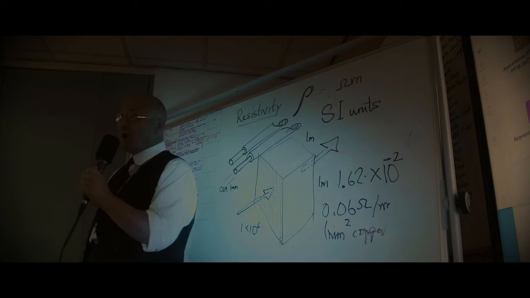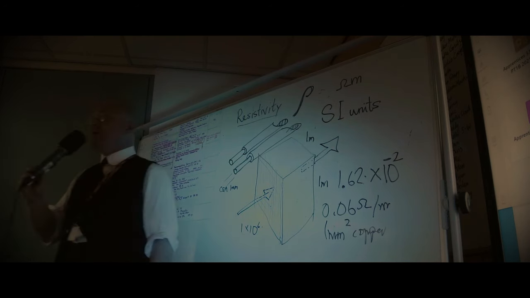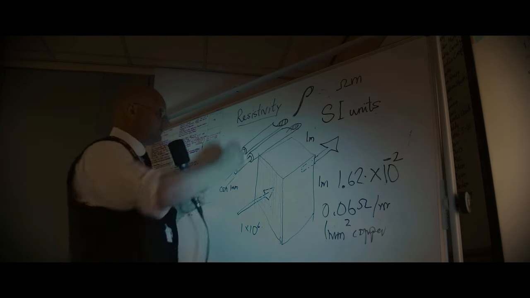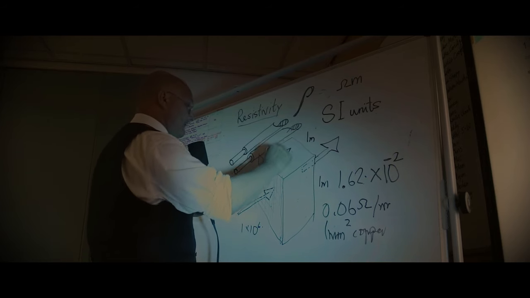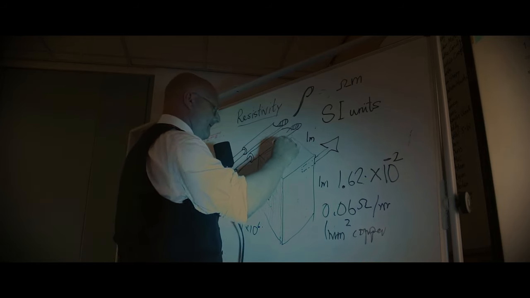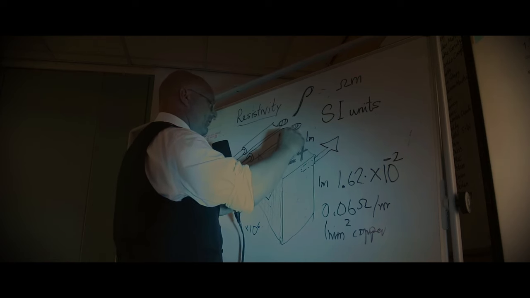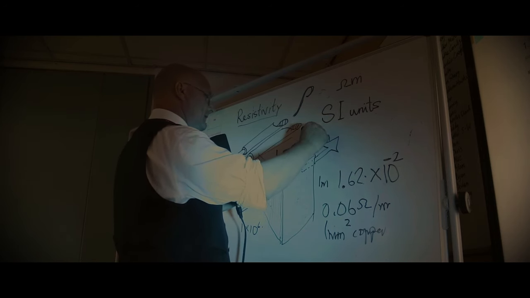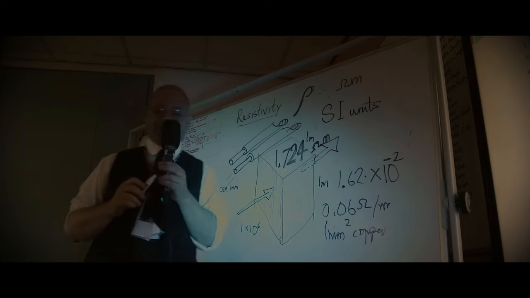Now I'm just going to go and look up what the actual resistivity of copper is, so you've got that figure in your head. The resistivity of copper is 1.724. So I was right the first time. 1.724 ohm meters. So that is for a cube of copper, 1 meter by 1 meter.